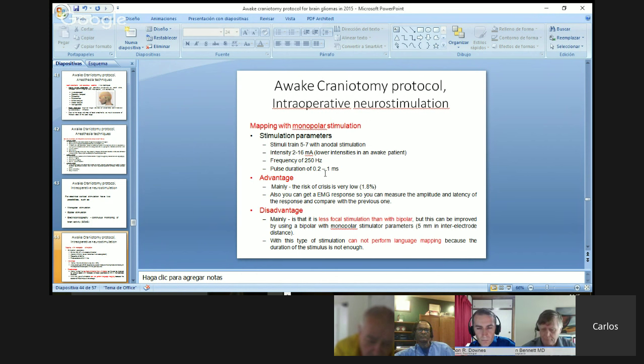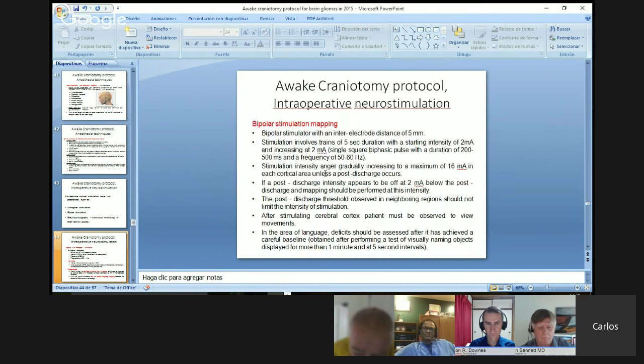The advantage is mainly that the risk of seizures is very low with this kind of stimulation, less than 1.8%. And also you can get an EMG response, so you can measure the amplitude and latency of the response and compare it with the previous one. The disadvantage of monopolar stimulation is that it is less focal than bipolar, and language mapping cannot be performed with this kind of stimulation.